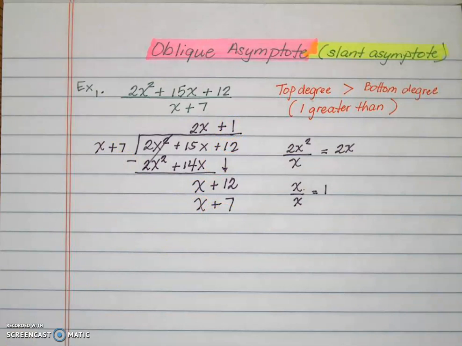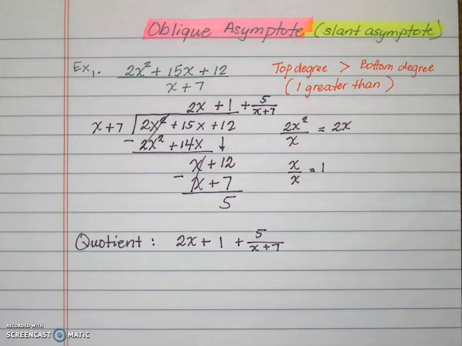You're going to subtract. x minus x is 0, and then 12 minus 7 is 5. Since I don't have any more numbers to bring down, this is your remainder and it should be written like this. Whatever the sign of 5 is, which is positive, you're going to put it there. You will put 5 over x plus 7, and this is your whole quotient. When you get to this point, your oblique asymptote, or slant asymptote, is the linear part of your expression. So this is your asymptote.